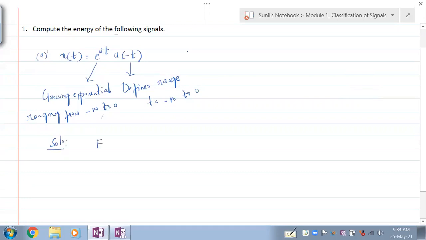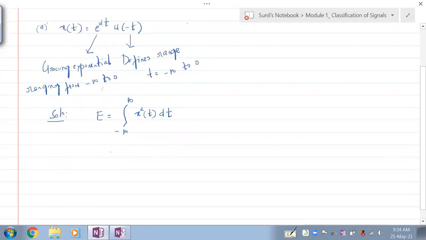Let's take the equation for energy. And mind you, this is a continuous time signal, and since it is a continuous time signal, we'll be using the integration from minus infinity to plus infinity of x squared t dt. So this is our energy. Now we need to substitute. Minus infinity to plus infinity, e power 2t squared, u of minus t squared, dt.